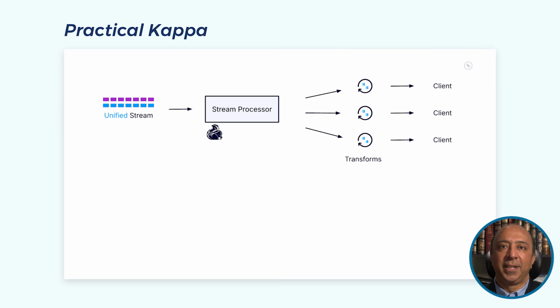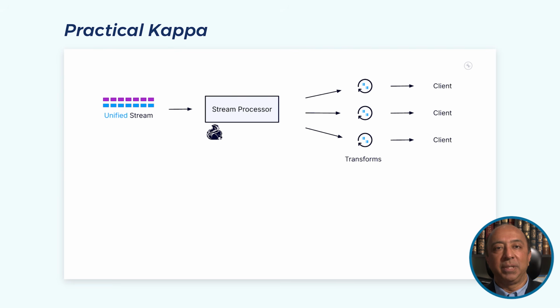And if the data is large, replaying an entire stream to get to a specific bit of data could actually take some time. So let's look at what a practical Kappa architecture looks like and how it addresses these sorts of concerns. This is my favorite architecture, and you'll see why in a moment.